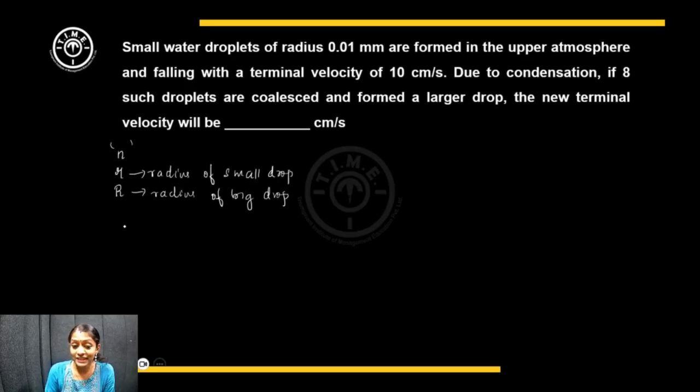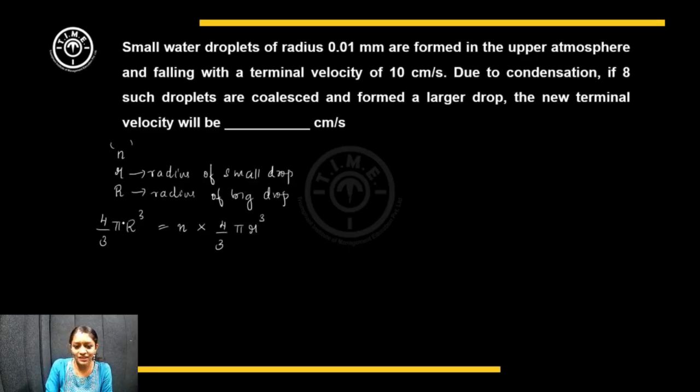See, it is well clear that the volume of the big drop formed will be equal to n times the volume of each of the small drop, right? Shall I write that equation? The volume of the big drop formed is nothing but 4 by 3 pi R cube. This will be equal to the volume of n number of tiny droplets. So this is equal to n into volume of each of the tiny droplet, which is 4 by 3 pi into small r cube.